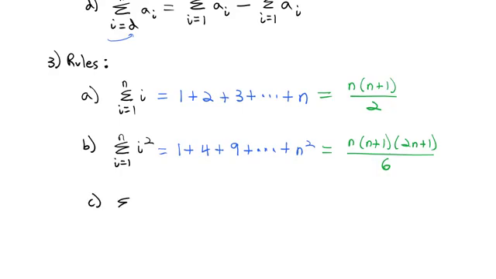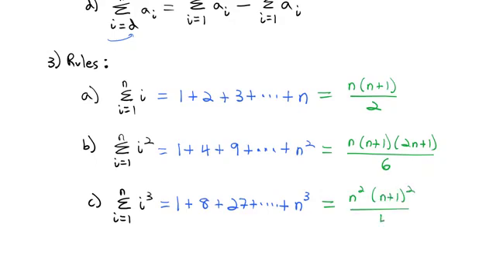And one more just for fun. Let's do the sum as i goes from 1 to n of i cubed. We don't use this one as often, but we can. 1 cubed is 1, plus 2 cubed is 8, plus 3 cubed is 27, plus 4 cubed, 5 cubed, 6 cubed, all the way down to n cubed. And this one we don't use as often, but it is n squared times (n plus 1) squared divided by 4.